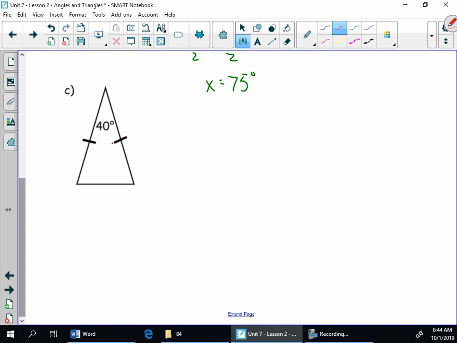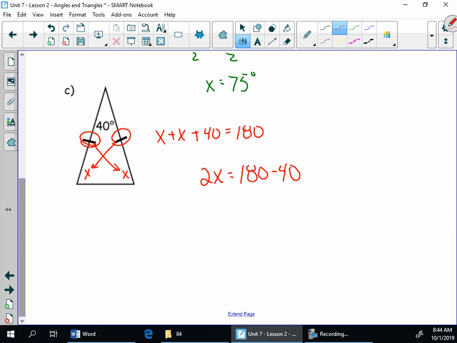Got a 40. That's across from here. I don't know it. That's across from here. I don't know it. Oh, I've got 2 x's this time. So x plus x plus 40, that's 180. Or if you will, we can kind of cheat. If there's 2 x's, don't we know that 2 x's have to be equal to whatever's left over? In this case, 140. Like, I can take the 180 and subtract 40 from it, and I know I have 2 x's. x has to be 70.